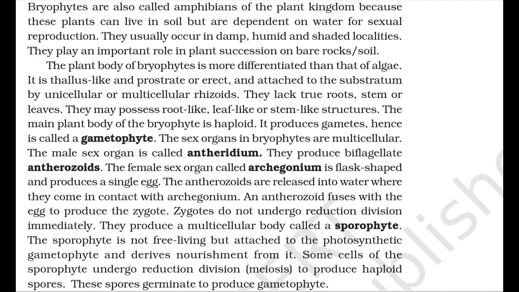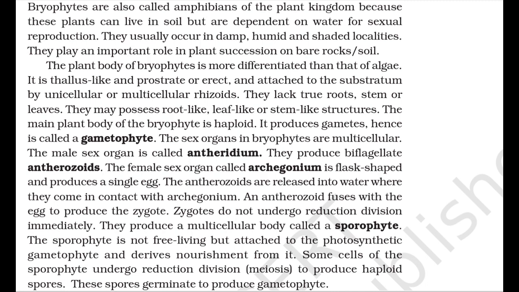The plant body of bryophytes is more differentiated than that of algae. It is thallus-like and prostrate or erect, and attached to the substratum by unicellular or multicellular rhizoids. They lack true roots, stems, or leaves. They may possess root-like, leaf-like, or stem-like structures. The main plant body of the bryophytes is haploid. It produces gametes, hence it is called a gametophyte.